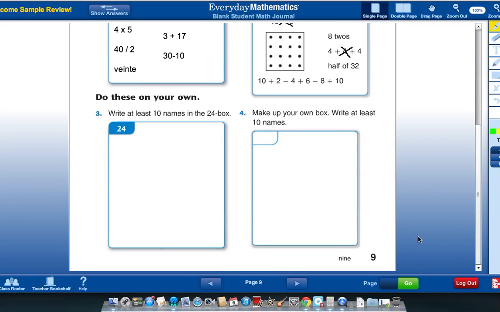We are going to do 3 and 4. Try these on your own, and I would like to see them when you come to class to see how you're doing. Have fun with these, see what you can come up with, and I'll see you later.